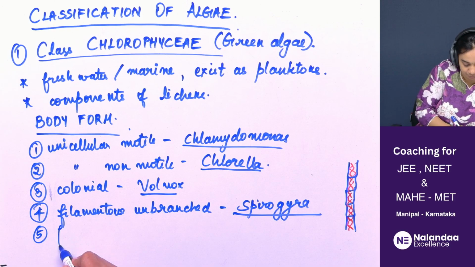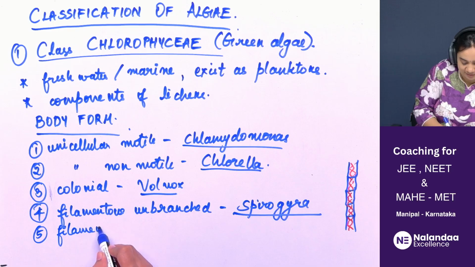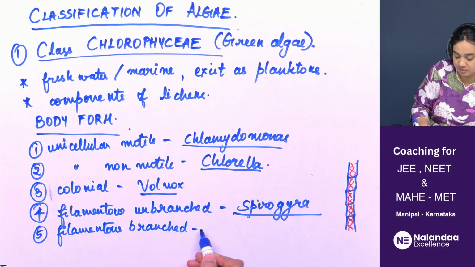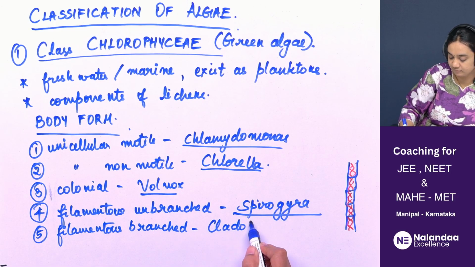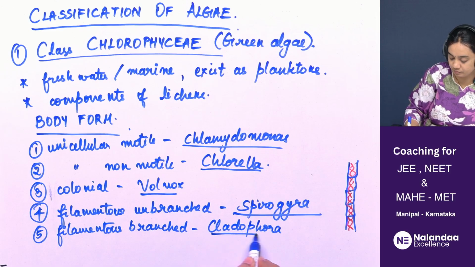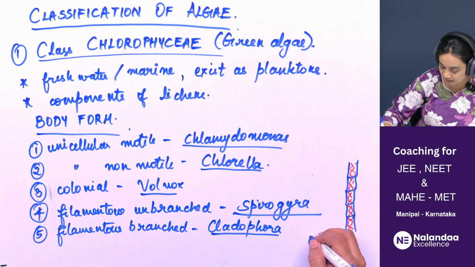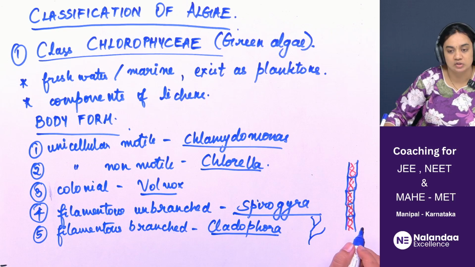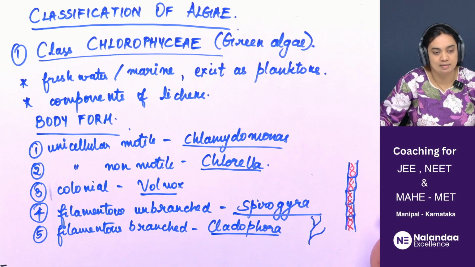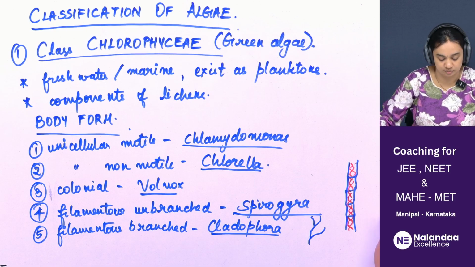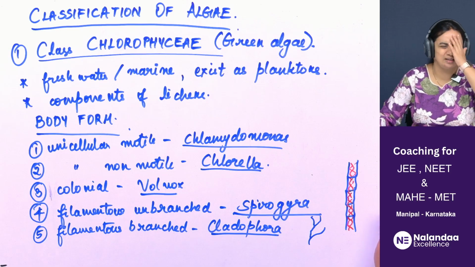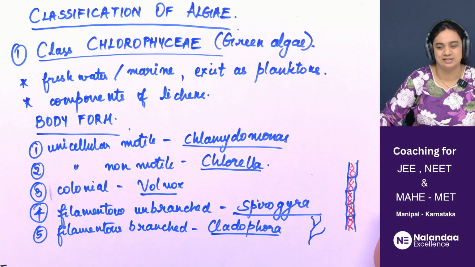Then filamentous branched forms, for example, Cladophora. Remember Cladophora, this is one more algae where it is again a chain of cells, but it shows branching like this. So the filaments are branched. So this is about the different types of the thallus organization. In colonial forms we can find motile and non-motile forms, but we'll not worry ourselves with that at this stage. So this is about thallus organization.